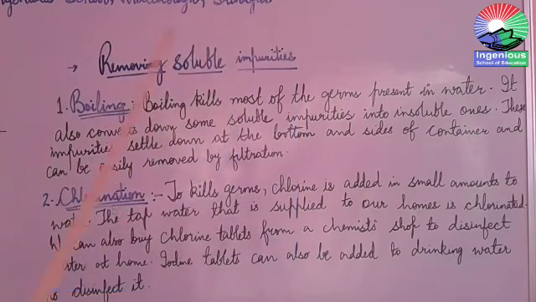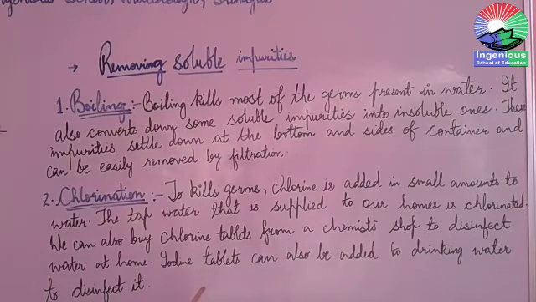Apart from chlorine tablets, we can also add iodine tablets to drinking water to disinfect it, so that any other germs left in the water will also get killed. So with the help of chlorination, we can remove the germs that are not visible to us, that we cannot see with the naked eye, from the water.